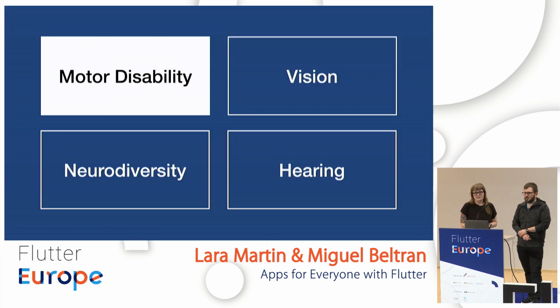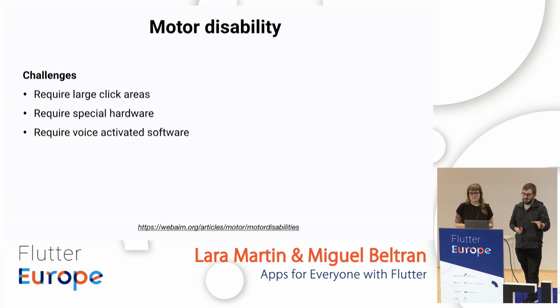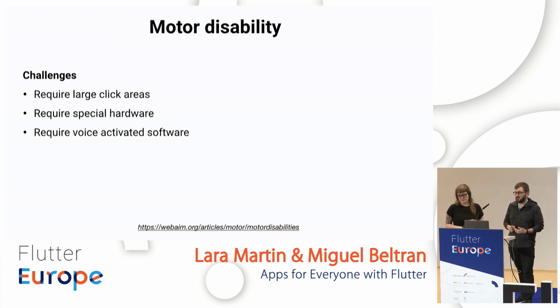Right. Let's start with movement disabilities, which take the large majority of affected users. A motor disability when using software means that a user may have a limitation interacting physically with your app. Depending on the level of disability, they may face different challenges. For example, a user may require large click areas, but also maybe the user requires special hardware because they are not able to tap on the screen. And in the most severe cases, the user may need to use just voice-activated software.